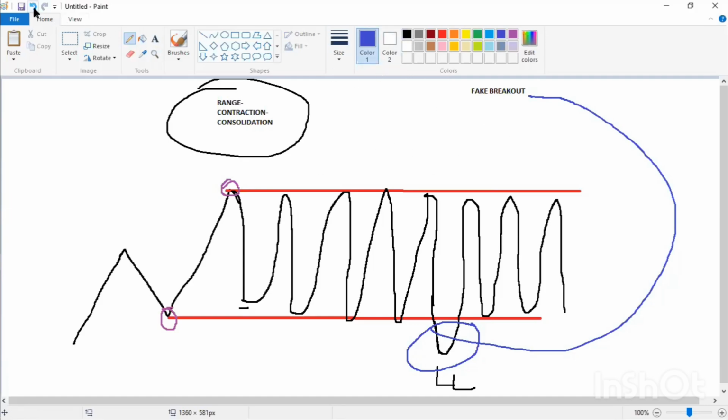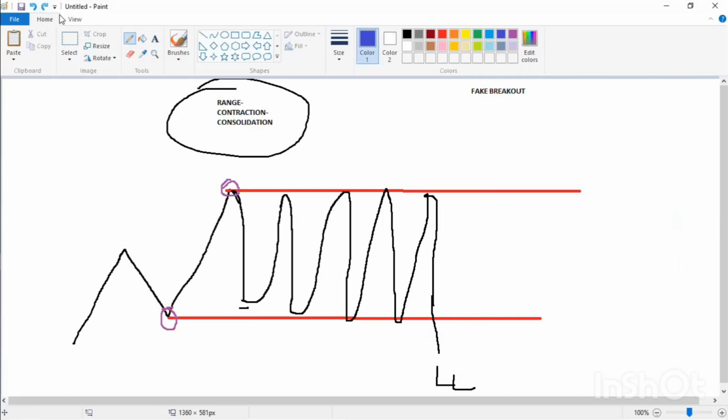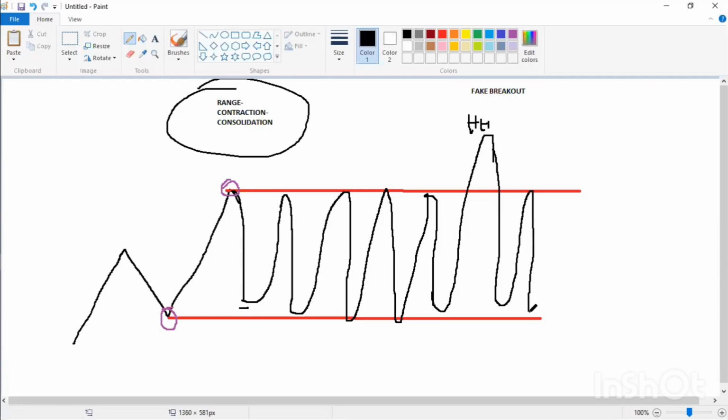If I use a bullish scenario, let's say it was a bullish one. Break market structure, right? We have a higher high, then higher low, but then there's no high. Then price again continues with the old range. So this is a fake breakout, this one.